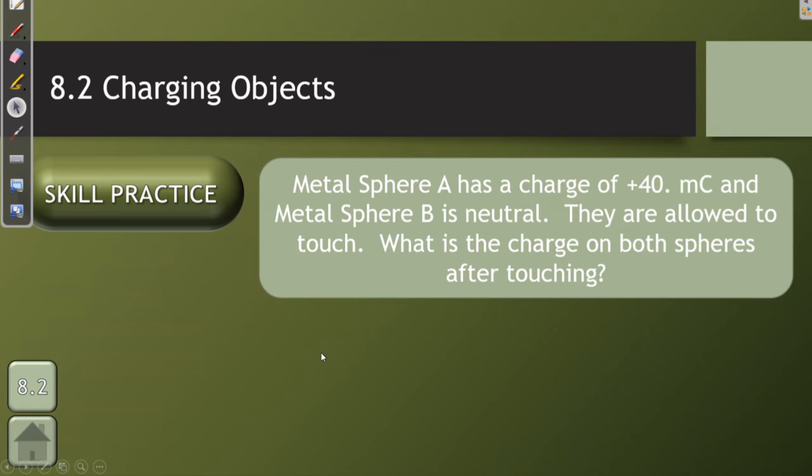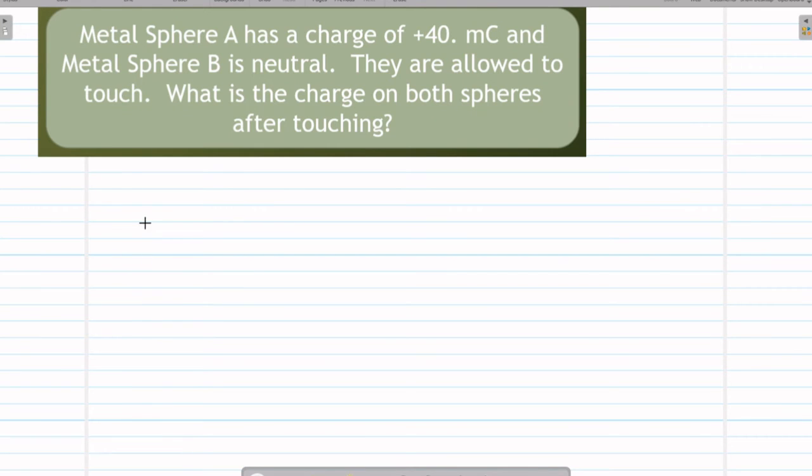Now it turns out, whenever one object charges another by conduction, both objects wind up with the same charge, which is the average of the objects' initial charges. So let's take a look at this skill practice question with that in mind and see if we can solve it. It says metal sphere A has a charge of positive 40 millicoulombs, and metal sphere B is neutral, which means its charge is 0. They are allowed to touch. What is the charge on both spheres after touching?